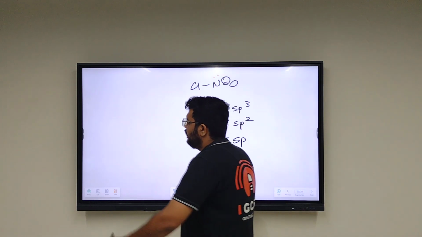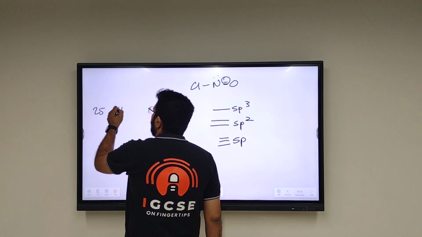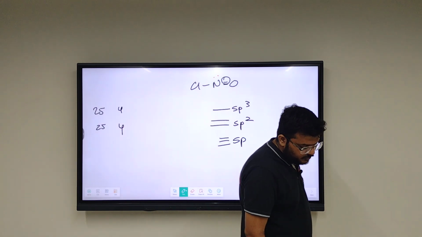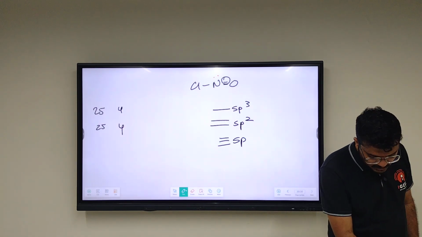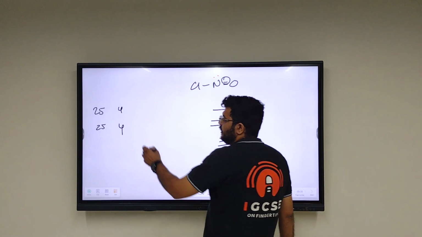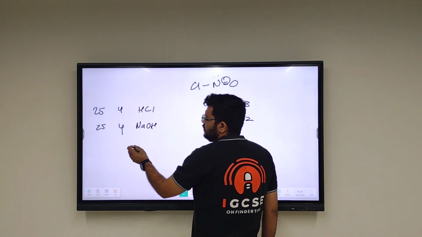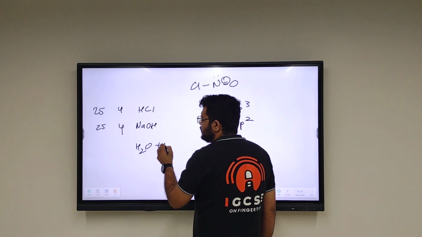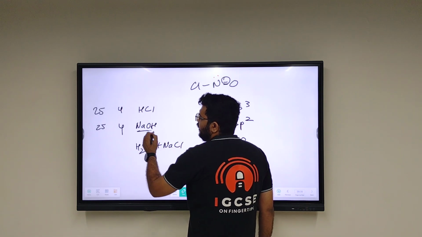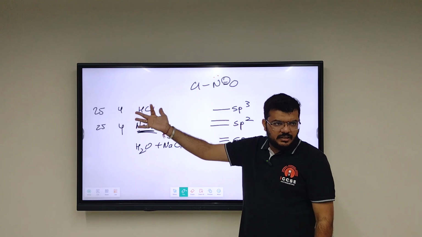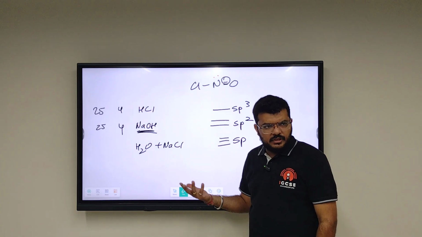Question says you have 25 centimeter cube of 4 mole per dm cube hydrochloric acid and 25 centimeter cube of 4 mole per dm cube sodium hydroxide. So you have HCl and NaOH. The neutralization gives H2O plus NaCl. Right? So you find out moles of one because they will react in equal moles. You find out moles of one, the whole thing follows.